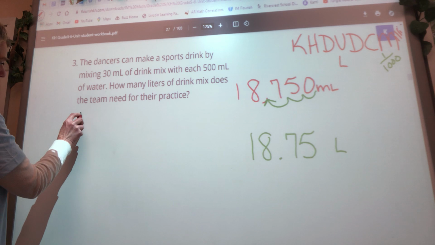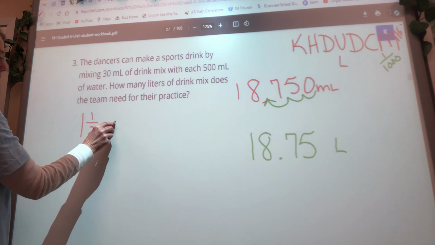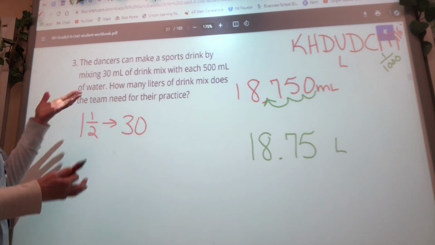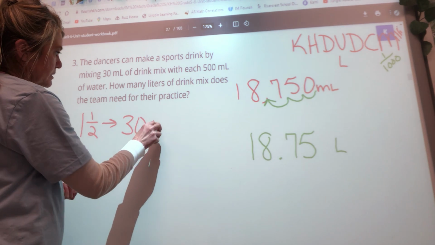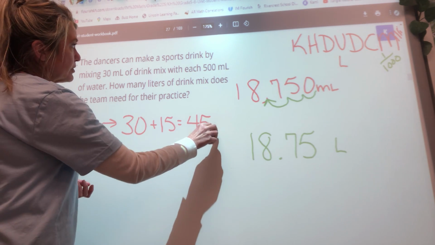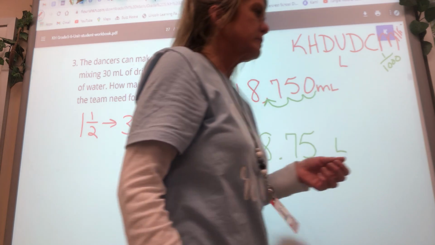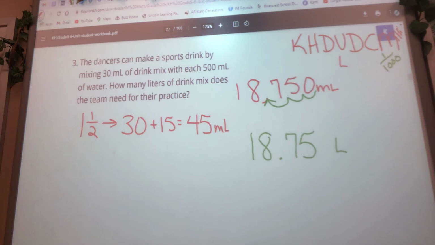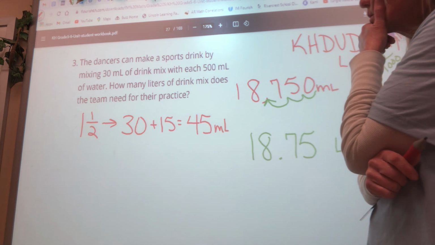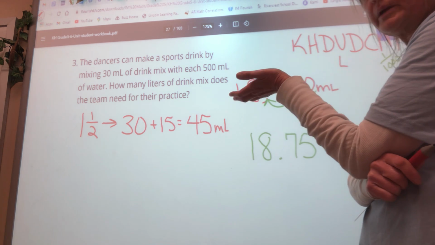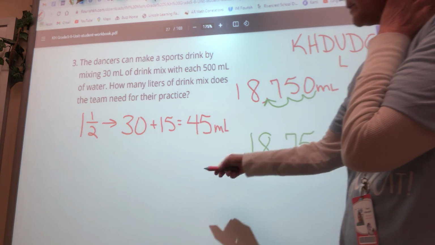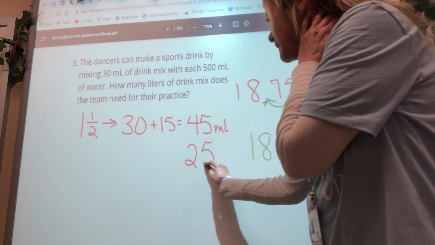So 1.5 bottles would be equal to your milliliters of drink mix. It would take 30 and then half of 30. What's half of 30? Well, half of 30 is 15, isn't it? So they would need 45 milliliters of drink mix. If each one of them needs 45 milliliters, then we have to think, how many people are there? Well, there's 25. So they would need 45 milliliters 25 times.